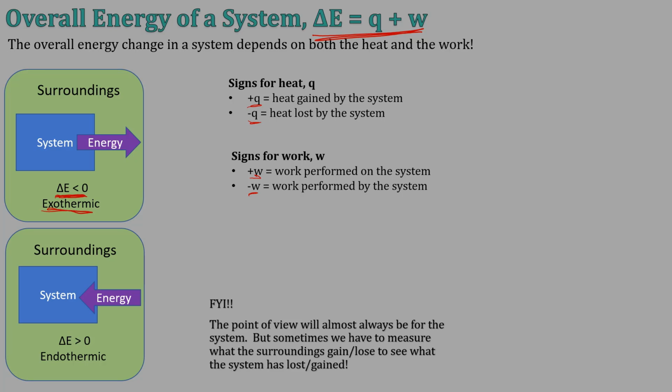And down here on the bottom, the energy is coming into the system from the surroundings, it's going to be positive, and so it's going to be endothermic. A lot of the time students get confused about the system versus the surroundings. And we can't always measure the exact system. Sometimes we have to measure what's happening to the surroundings and know that it came from the system. So we'll look at that more in the next video, but just keep that in mind.